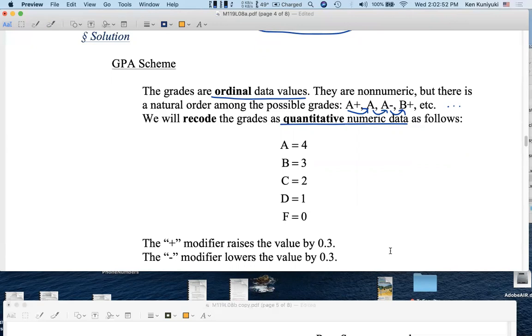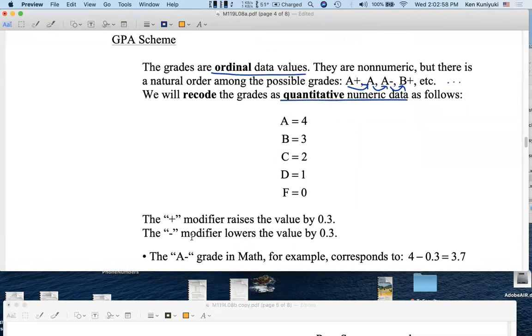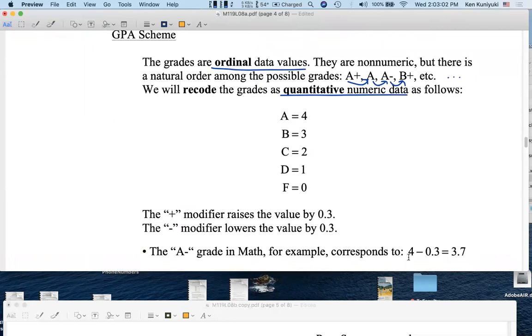An A would be 4 grade points. How many grade points would an A minus be? Well, remember you got an A minus in math, okay? So an A is worth 4 grade points, but since you got an A minus, you subtract 0.3, 4 minus 0.3, that's 3.7. So an A minus would be worth 3.7 grade points.